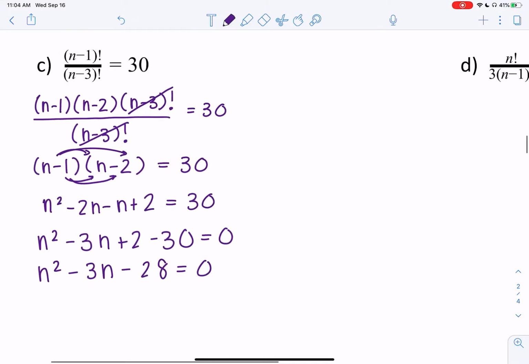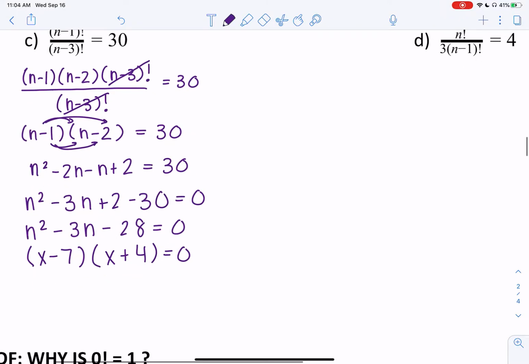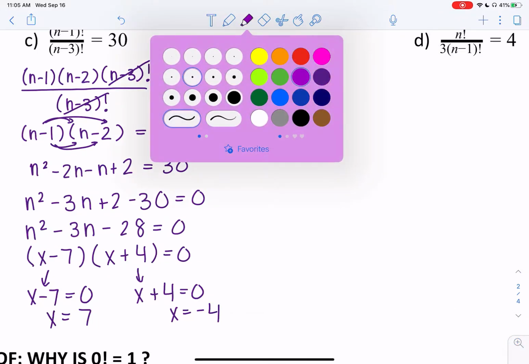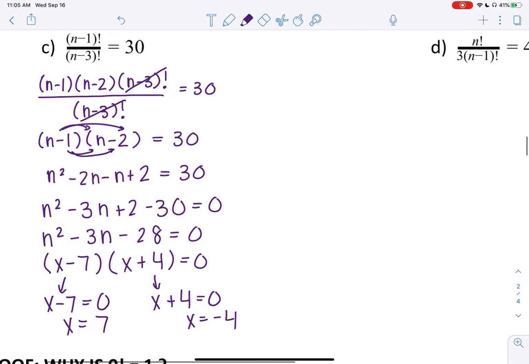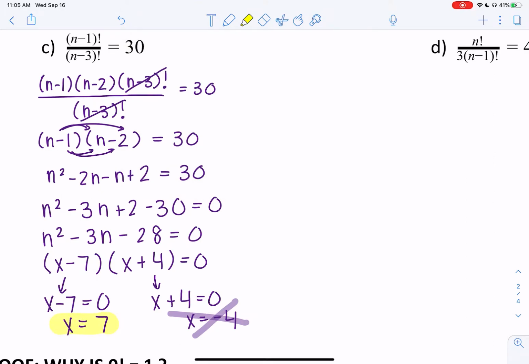All right, so now I have to factor this. So two numbers that multiply to negative 28 and add to negative 3. So we'll have x minus 7 and x plus 4. And now we set both of those brackets equal to 0. So we get x equals 7 and x equals negative 4. Again, we cannot have a negative, so we have to reject this answer here, which leaves the correct answer being x equals 7.